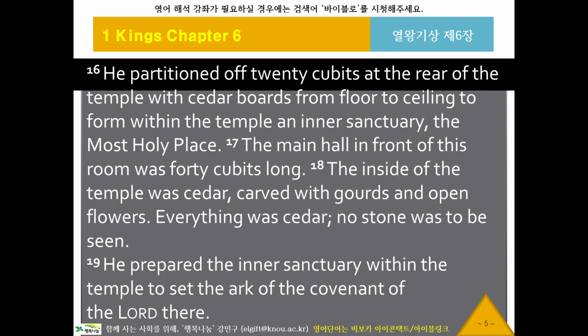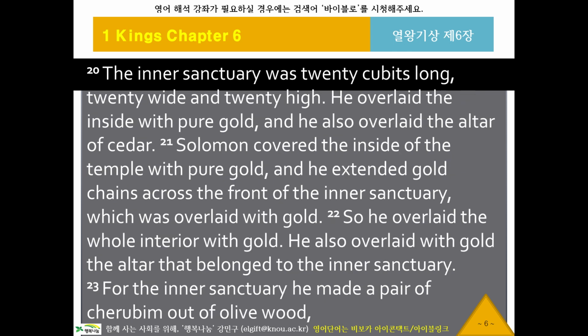The inside of the temple was cedar carved with gourds and open flowers. Everything was cedar. No stone was to be seen. He prepared the inner sanctuary within the temple to set the ark of the covenant of the Lord there. The inner sanctuary was 20 cubits long, 20 wide, and 20 high. He overlaid the inside with pure gold, and he also overlaid the altar of cedar.